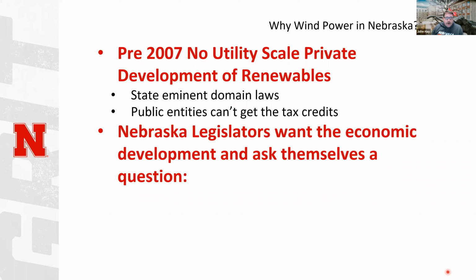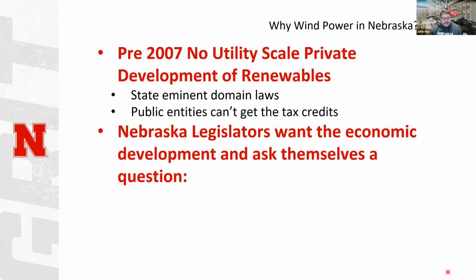Pre-2007, there were no private utility-scale renewable developments in Nebraska. There were some public developments, but not private. The reason was that the state's eminent domain laws with respect to public power made it not a good business decision for a private company to put a wind farm in, because the public utility could take that under eminent domain. So they weren't going to do it. Secondly, the public companies weren't building very many wind farms or solar because they couldn't get the tax credit, and if they couldn't get the tax credit, the electricity costs more.